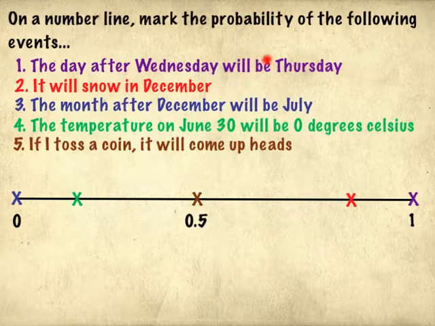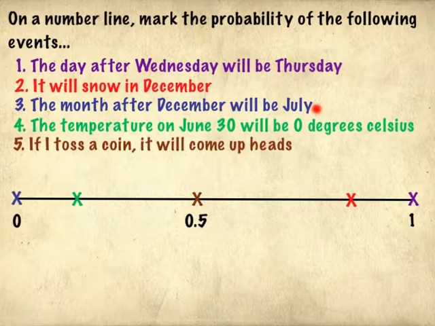So as you can see, the day after Wednesday will be Thursday. That event is marked at 1 because that is a certain event. Wednesday is always followed by Thursday. It will snow in December. Not certain, but quite probable given that we live in Alberta. So that is marked quite high up the number line, close to 1, but not at 1, because it's not certain that we'll get snow.